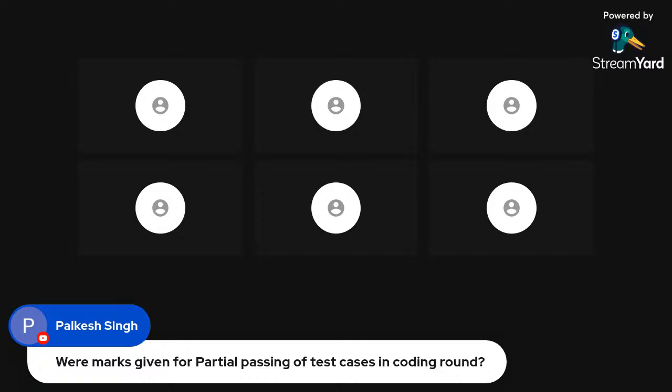Were marks given for partial passing of test cases in the coding round? For the second question in my coding round, one test case was not passed out of 10 or 11 test cases. So I think yes, they considered it. It was a boundary test case, I guess.